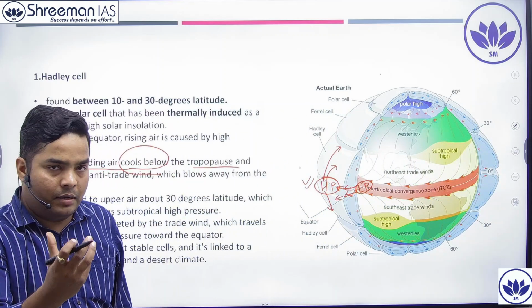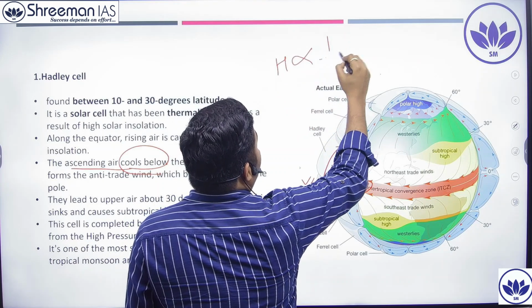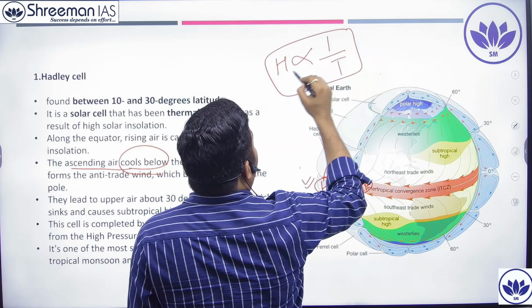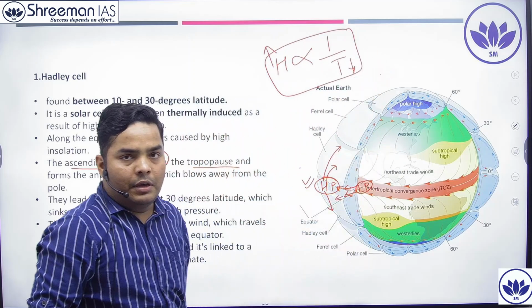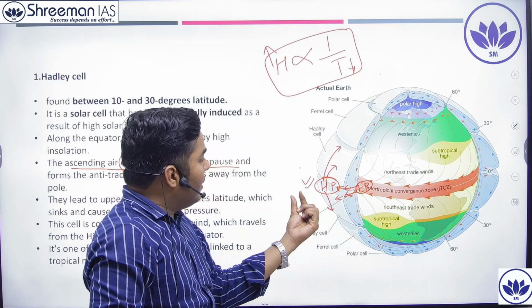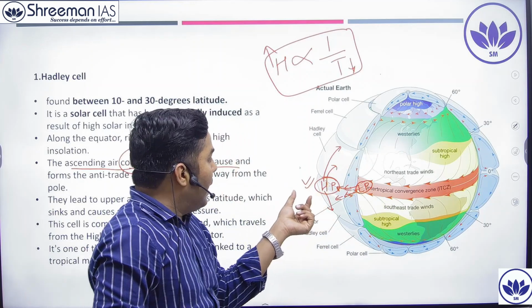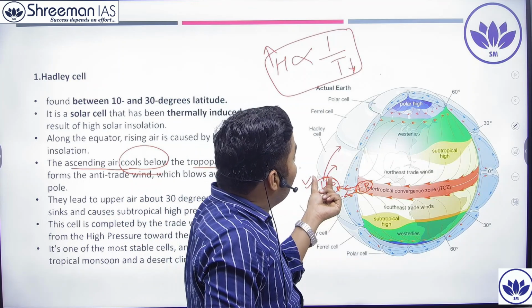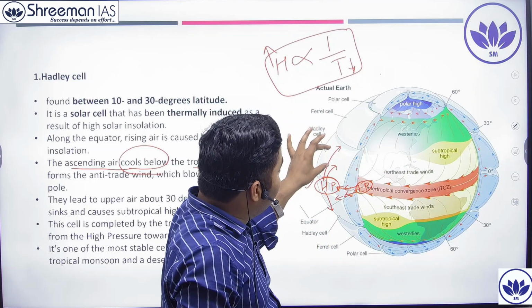As the height increases in the troposphere, height is inversely proportional to temperature. It means when the height increases, temperature will decrease. So because of ascending air, the temperature of the air mass will decrease, and hence when it moves toward the northern and southern pole, what will happen?